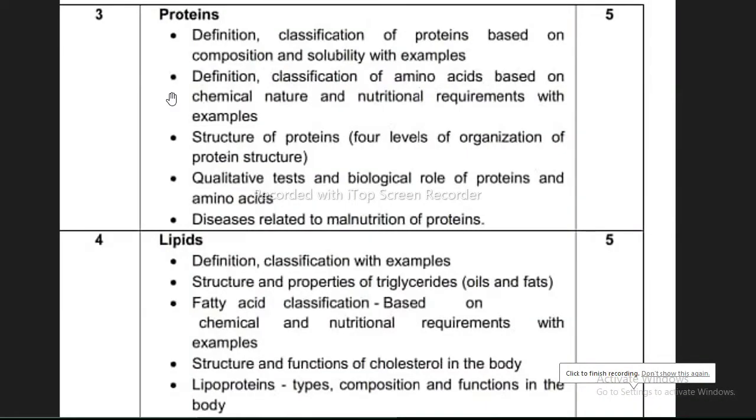In biochemistry, we will be seeing a new chapter, that is protein. So in the chapter, we have to see the definition, classification of protein based on composition and solubility with example. So let's see the definition of proteins. Proteins क्या है, इसका classification क्या है. So let's see.